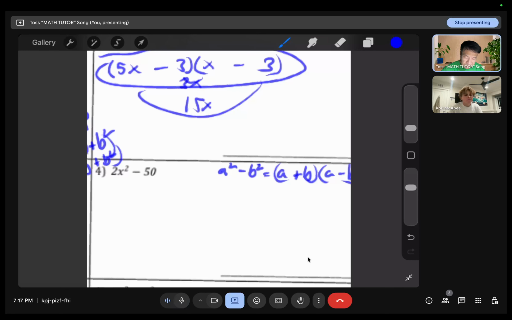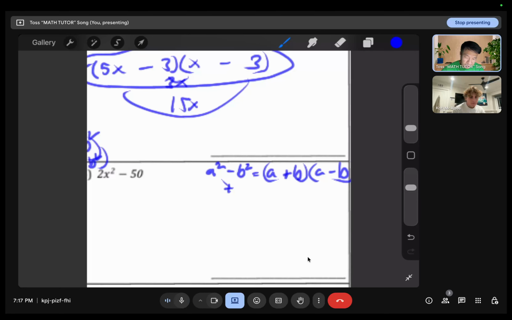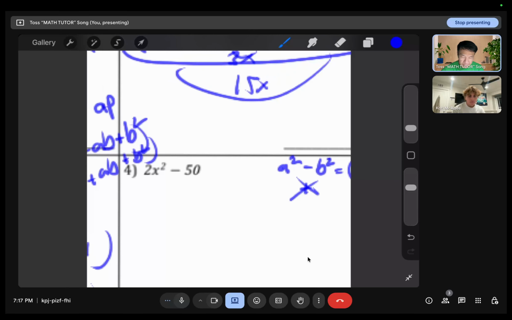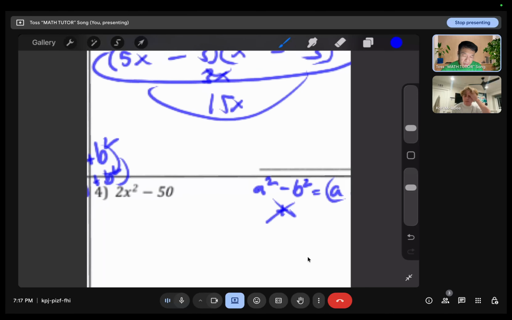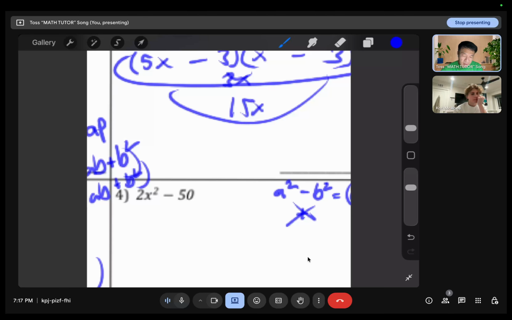Okay. So for the difference of squares, there is no plus. You cannot use a plus one. There is no such formula. Okay, this one you cannot do a and b right away because there is no, for example, 50. There is no one number by itself, right, to get 50.